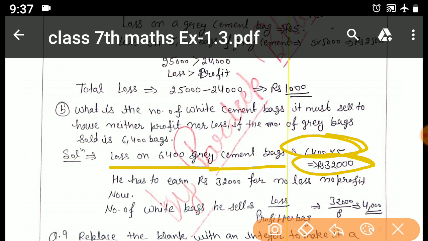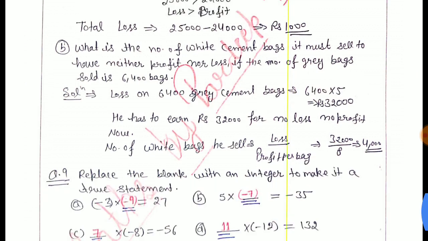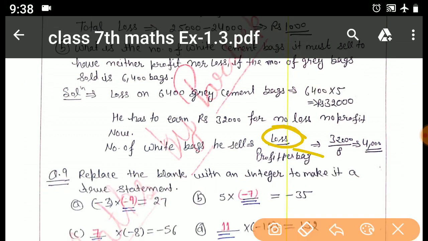Now he has to sell white bags so that he has no profit and no loss. So he has to earn 32,000 profit. Now the number of white bags he sells: loss divided by profit per bag. Loss is 32,000 and per bag profit is 8. When we divide 32,000 by 8, the answer is 4,000 bags.